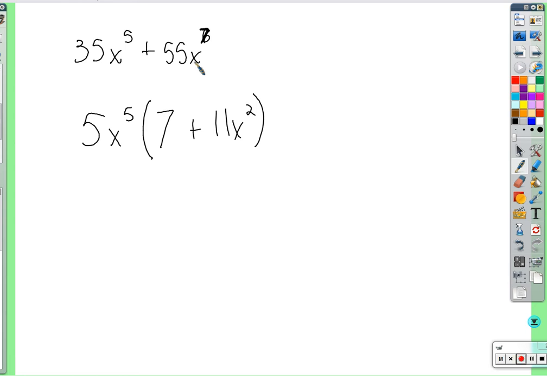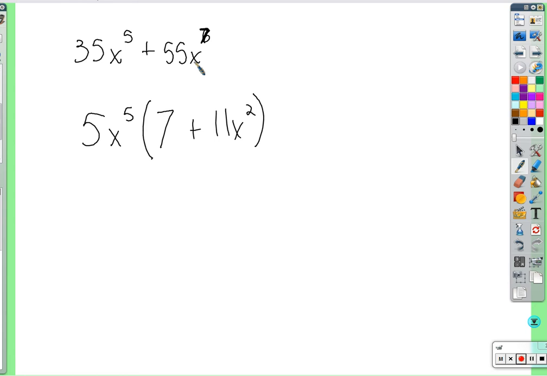So is there a different way to do it? Yes? Do you have to do it that way, or are there different ways you could get the same answer? Like 5x to the 4th and then 7x. Is that what you mean? Like to factor out an x to the 4th instead of x to the 5th?